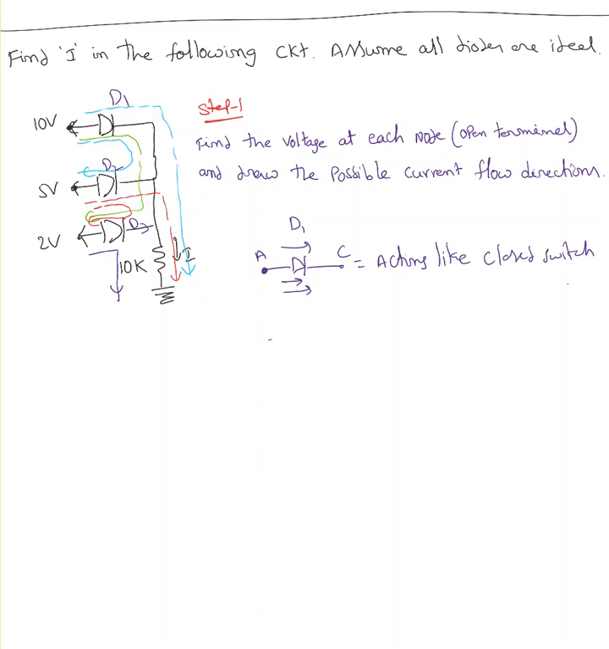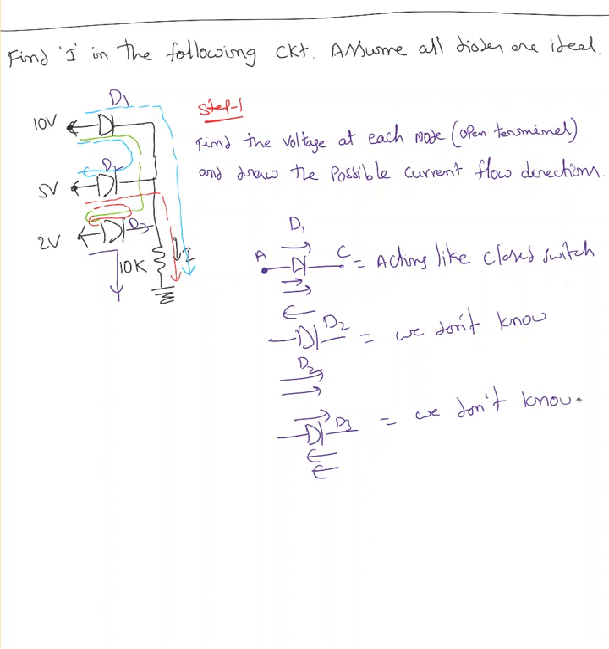Now if you look at diode D2, we have one current going from cathode to anode, and two currents going from anode to cathode. So in this case we don't know whether it is acting like closed or open. Same thing with diode D3: one current is flowing anode to cathode, two currents are flowing from cathode to anode. So we don't know.